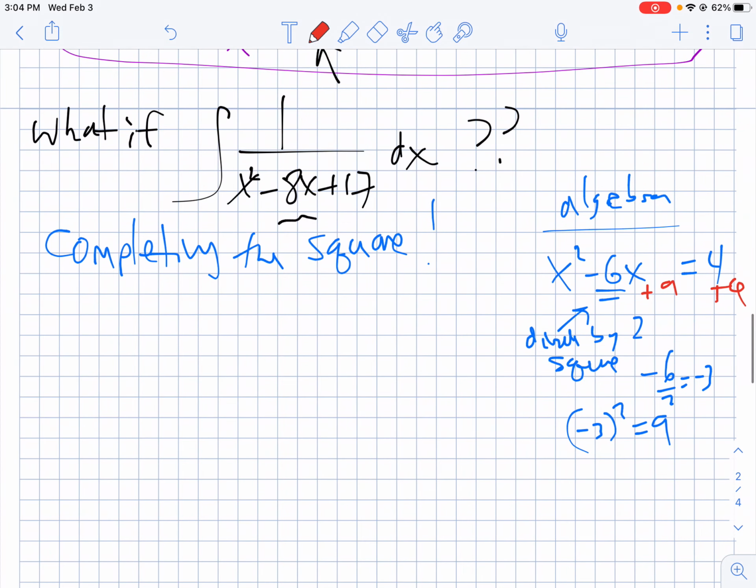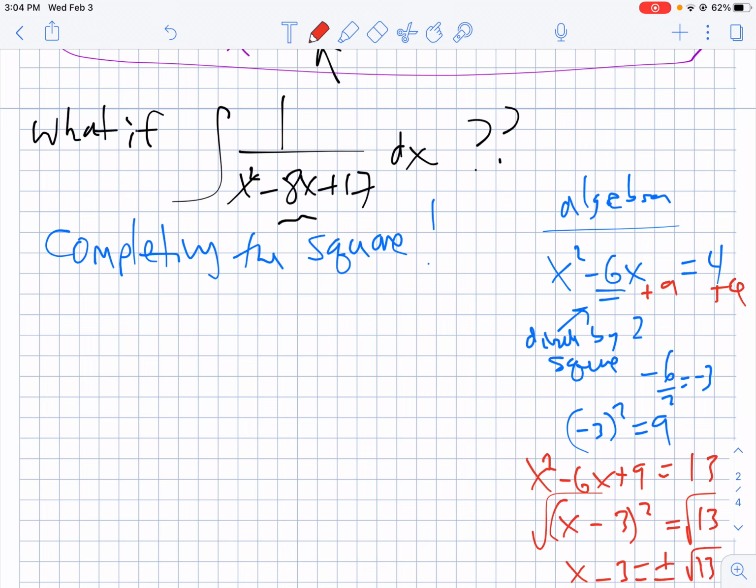The reason you do this is because after completing the square, you end up getting something which you can factor. You can write this as (x minus 3) squared equals 13. And then, of course, you're able to square root both sides, and you get x minus 3 equals plus or minus root 13, and so forth. But the important part is this dividing by 2 and then squaring on the x coefficient, because that's exactly what we're going to do here.